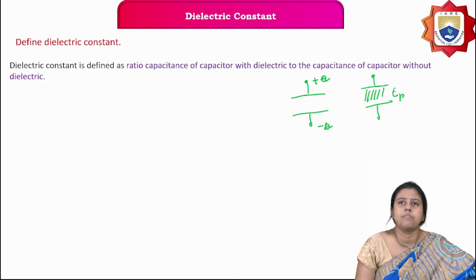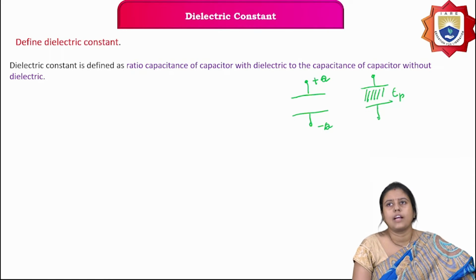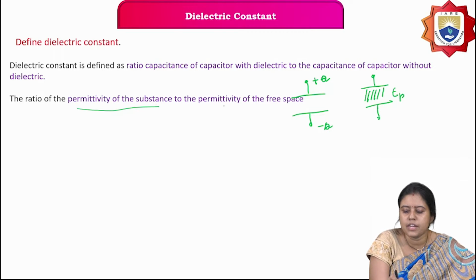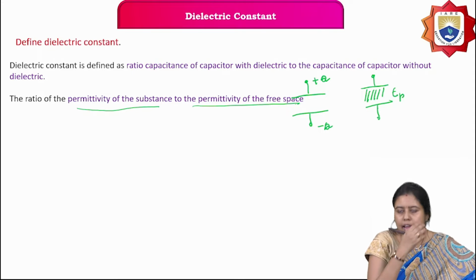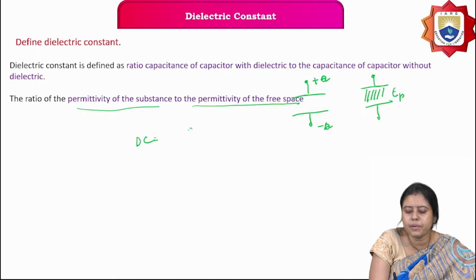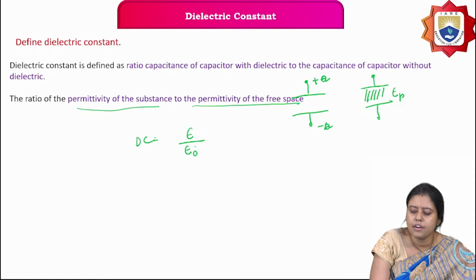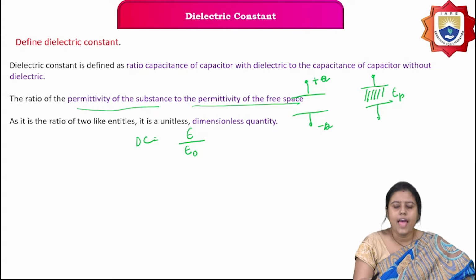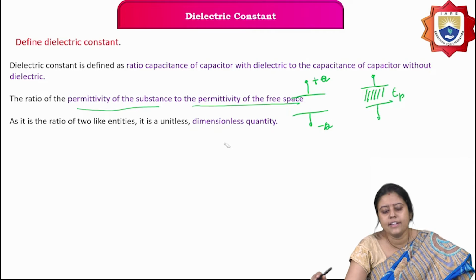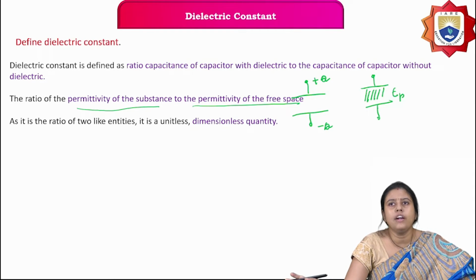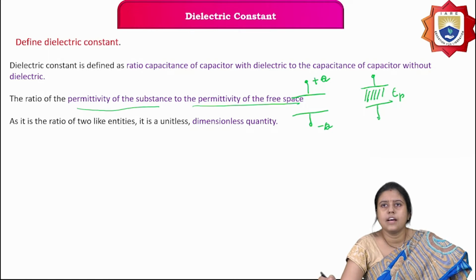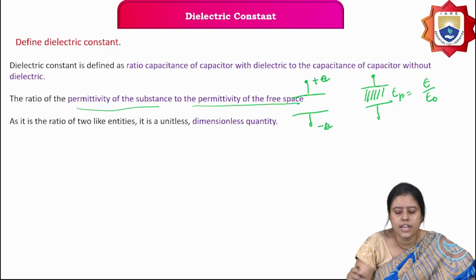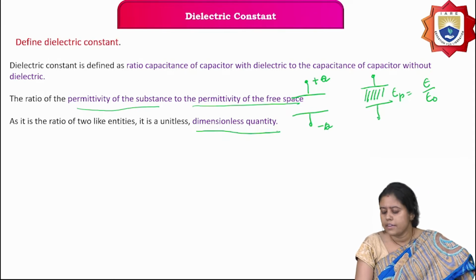So dielectric constant is the capacitance of the capacitor with dielectric to the capacitance without dielectric. Or we can write it as the ratio of the permittivity of a substance to the permittivity of free space. So dielectric constant is equal to the permittivity of the substance divided by the permittivity of free space, or we can write it as the relative permittivity. As this is the ratio of two like quantities, it is a unitless or dimensionless quantity. So epsilon r is equal to epsilon by epsilon naught, and it is a unitless or dimensionless quantity. So this is the dielectric constant.